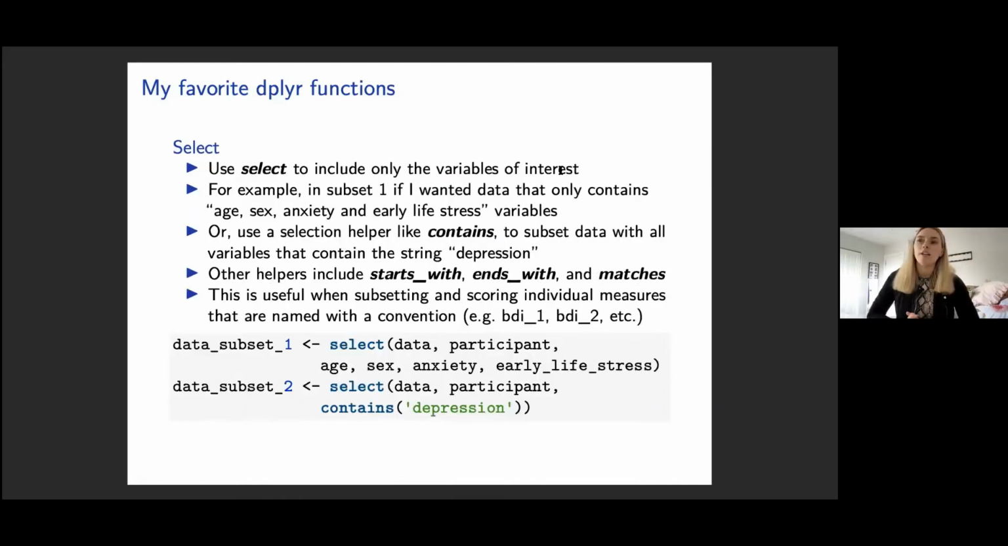Okay, so another similar one, but really useful, is called select. You can use select to only include variables of interest. For example, if I wanted to create a subset where I only had age, sex, anxiety, and a measure of early life stress, then I could use this selection tool to feed in my data frame and select each variable by column name.